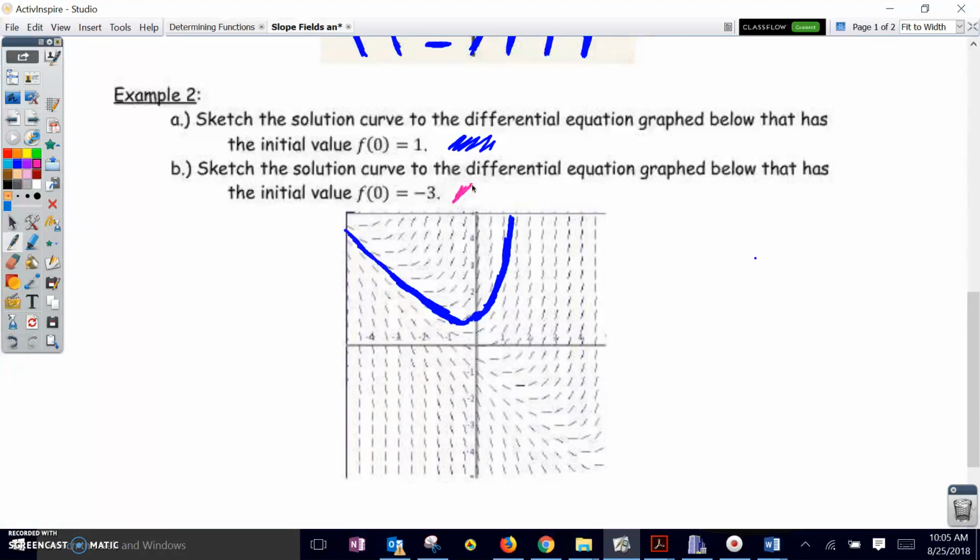Part B, I'm going to do it in pinkish purple here. And we want the solution curve for (0, -3). So I'm going to put a point down here at (0, -3). And if you look to the right of that, the slope lines go down very steeply in the negative direction. And come up, and the slope lines start to flatten out a little bit. Again, approaching that line where we've got an asymptotic kind of behavior. And there's how we sketch the solution curves.